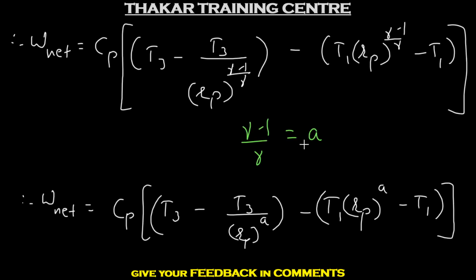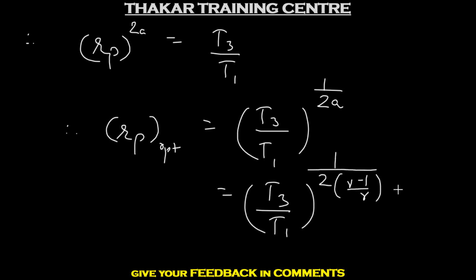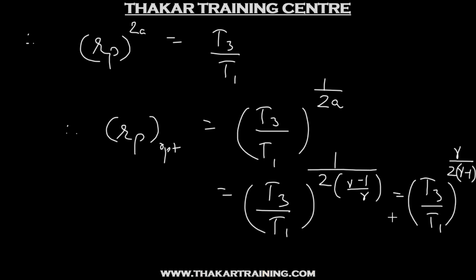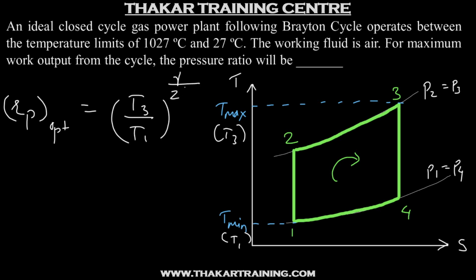So this is the optimum pressure ratio for which we will have the maximum work output. And what is A? A is nothing but gamma minus 1 by gamma. So we substitute that. This is T3 by T1 raised to 1 upon 2 times gamma minus 1 by gamma, which is nothing but T3 by T1 raised to gamma divided by 2 times gamma minus 1. So this is the optimum pressure ratio. Now coming to the question. Rp optimum will be equal to T3 by T1 raised to gamma upon 2 times gamma minus 1, and you can rewrite this as T max by T minimum. So we have the values now.